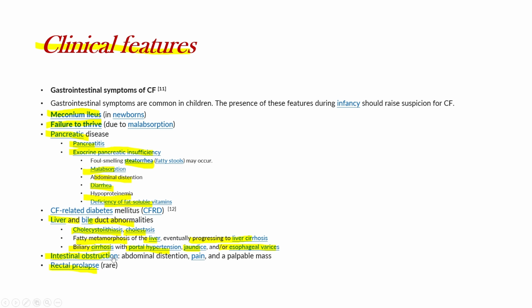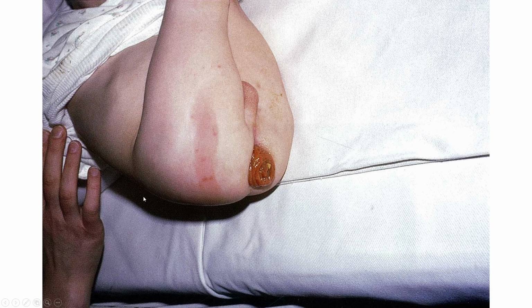We will get intestinal obstructions, as we mentioned. We will have meconium ileus and rectal prolapse. It's rare, but it can happen. This is a rectal prolapse. The intestine will come outside.